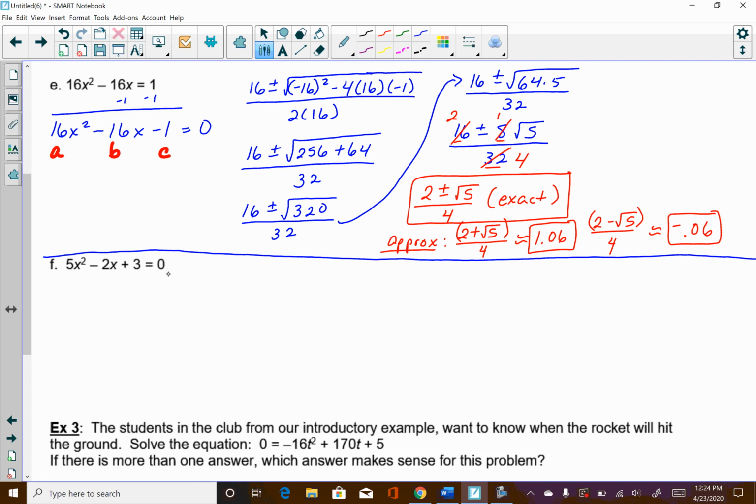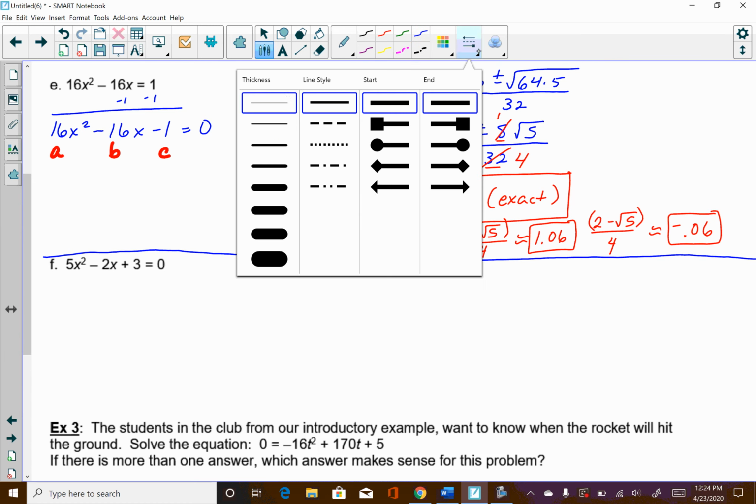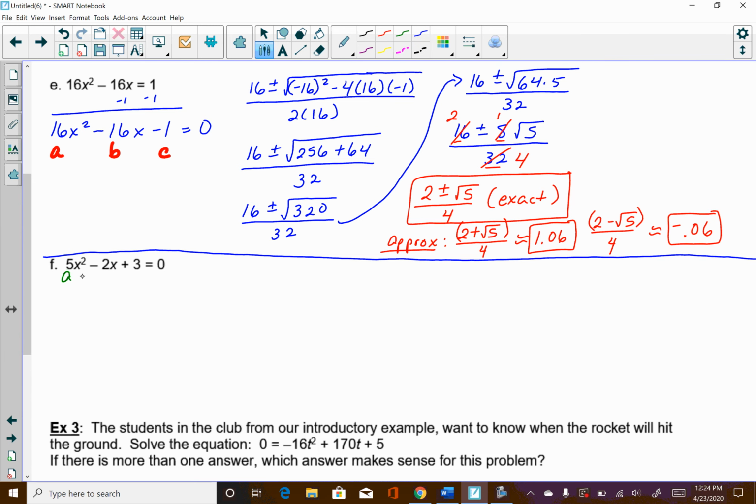So I can already go ahead here and identify my A, B, and C. I can see, okay, A is 5, B is negative 2, C is 3. If I go to my quadratic formula, it says opposite B. So since B is negative 2, the opposite of that is going to be positive 2 plus or minus the square root of B squared. Take that negative 2 and square it. Minus 4 times A, which is 5, times C, which is 3, all over 2A, 2 times 5.